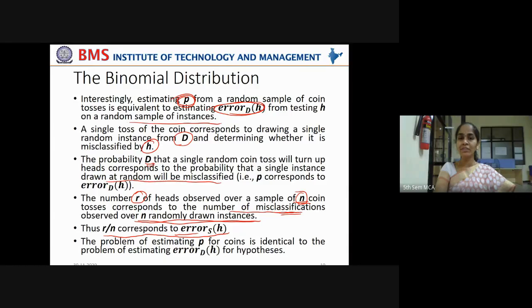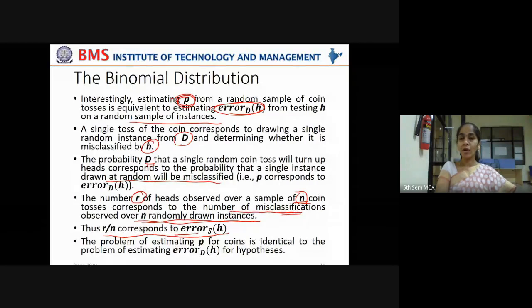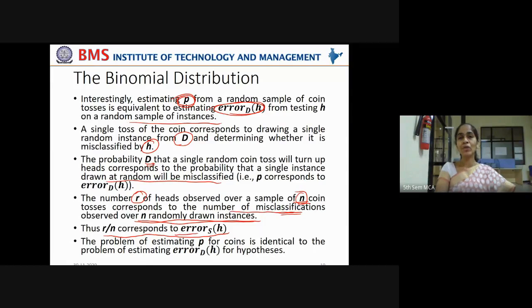So, total 10 new instances are given to the model, out of which it has made 8 correct predictions and 2 wrong predictions. Now, what is R by n? 2 by 10. So the probability of observing wrong predictions here is 0.2, because 2 wrong predictions are made out of 10. Is it clear now? So the problem of estimating P for coins is identical to the problem of estimating the true error for a hypothesis.